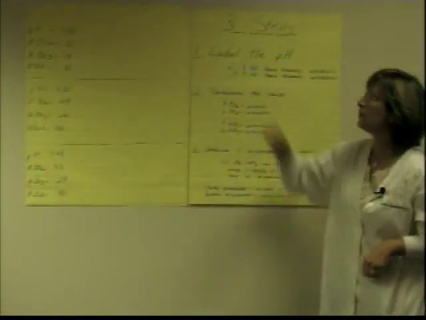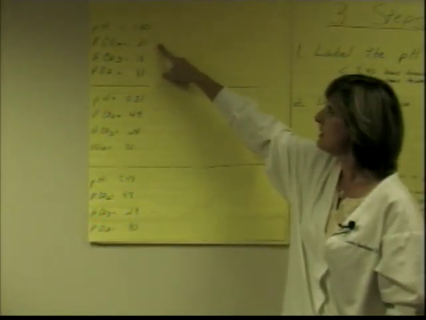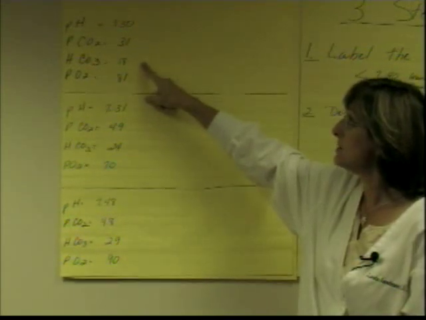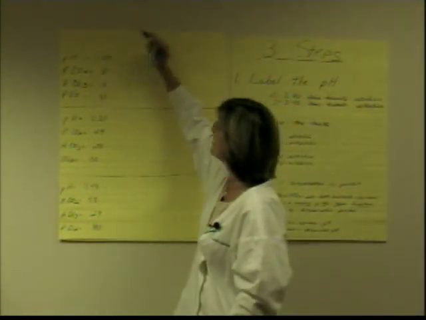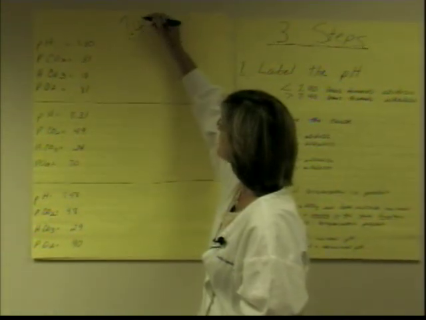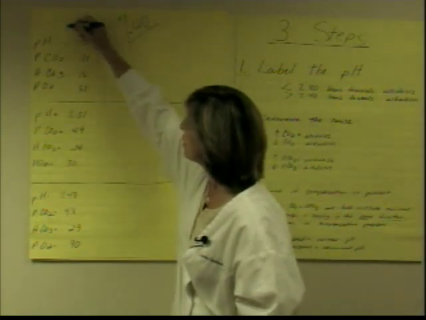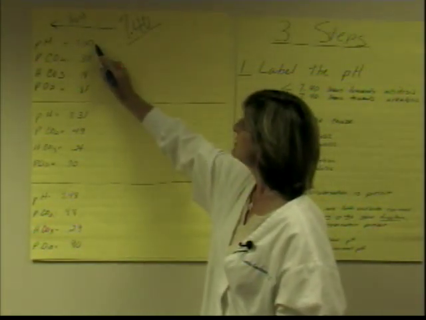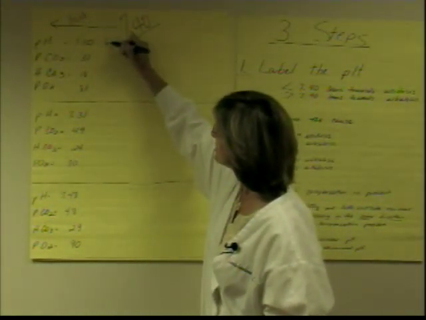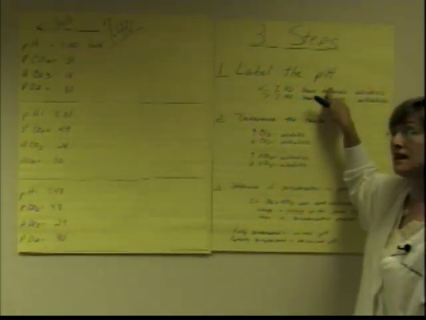Okay, so we look at our first blood gas up here. We have a pH of 7.30, PCO2 is 31, bicarb is 18, and the PO2 is 81. So let's do our 3 easy steps. The first thing we do is we look at this pH, and remember we're going to say that 7.40 is our perfect pH. And if we look at 7.30, that's on the low side, which is the acidotic side. So we can say that we have here an acidotic pH. That's our first easy step. We labeled the pH as leaning towards the side of acidosis.